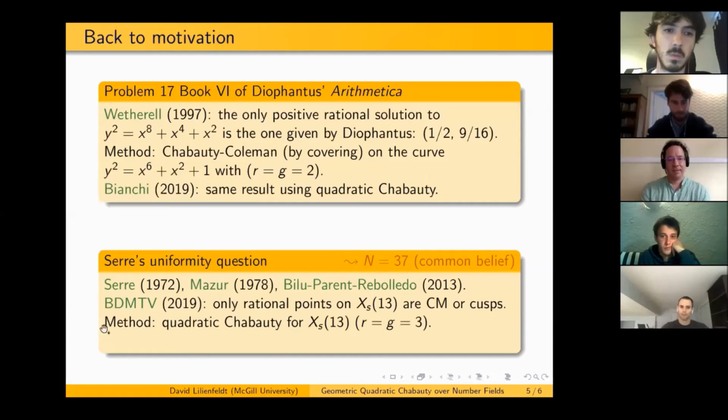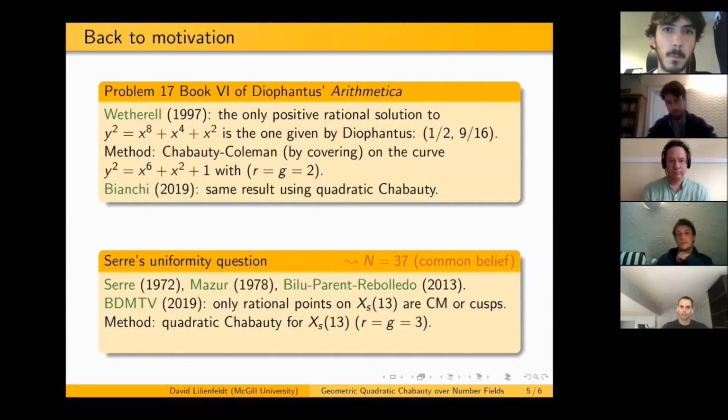And let me just say that the method they use is, of course, this new recent method of quadratic Chabauty for this curve. And it has R equals G equals 3. So the previous Chabauty-Coleman method could not be used. And there were no available tricks with coverings like Wetherell did.